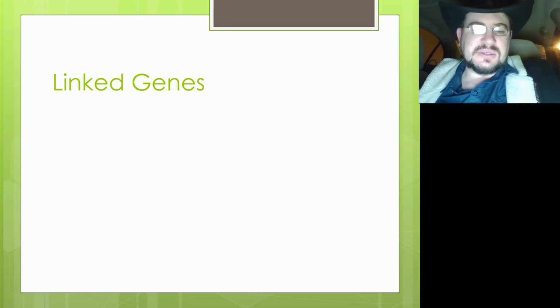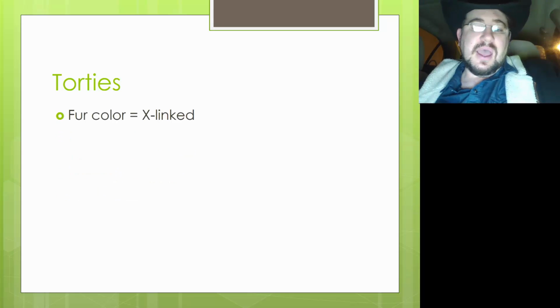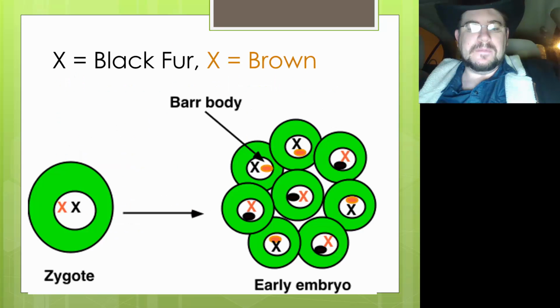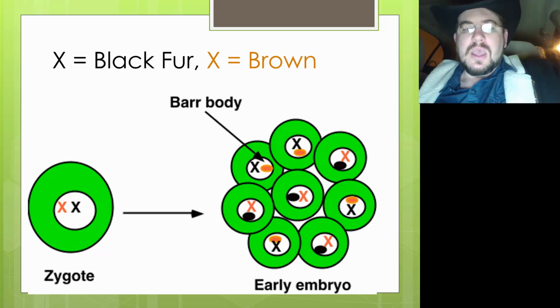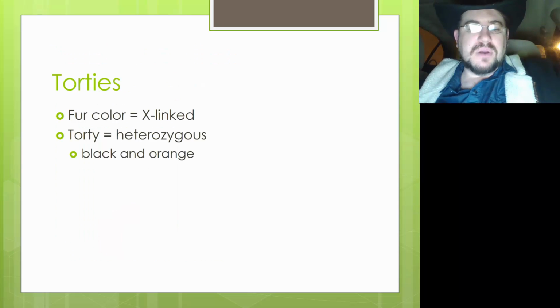Black X, orange X, and so on. Well, I already explained all that. I guess I could repeat myself, but I already did that. So remember, tortoiseshell cats have fur color that's X-linked. They carry a gene for black fur or a gene for brown fur. And a heterozygous cat that has a black fur and a brown fur gene will produce a tortie.